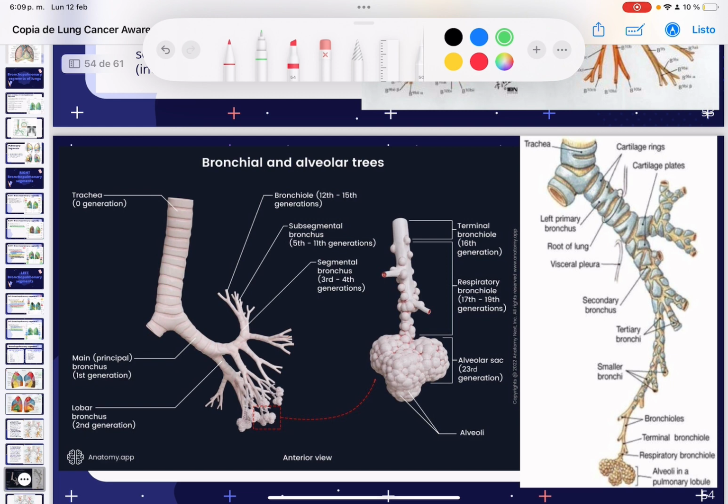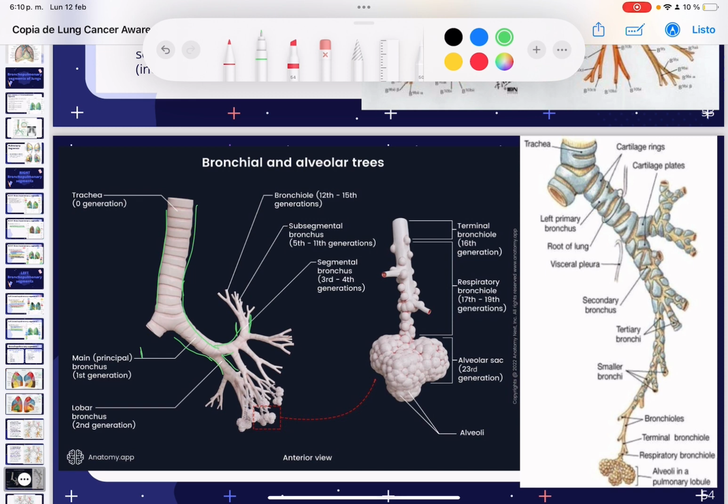So this is the alveolar tree. We have the trachea, that then divides into main principal bronchus, and then it will be the superior and inferior bronchus or lobar bronchus. We have also the segmental bronchus, 3rd and 4th generation. Then we have the subsequent bronchus, 5th and 11th generation, and bronchioles.